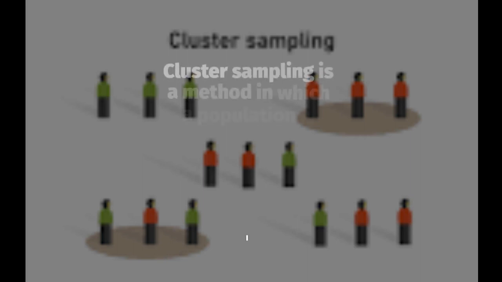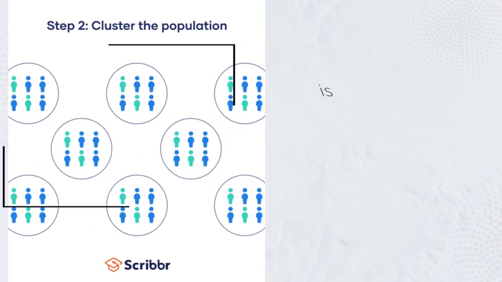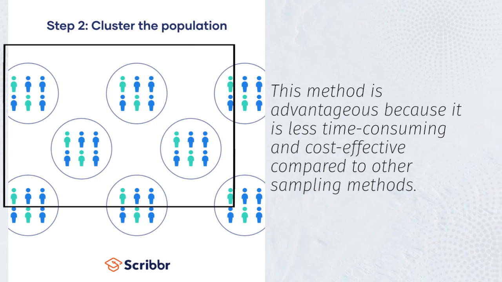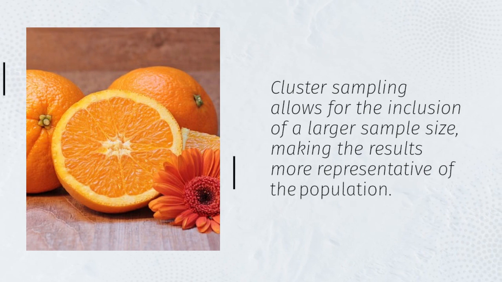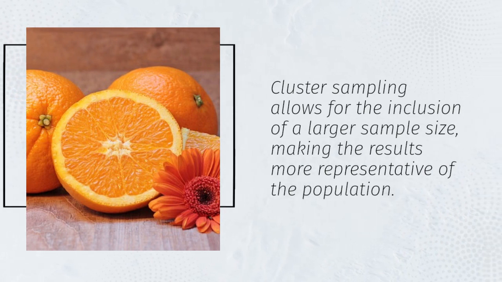Cluster sampling is a method in which a population is divided into clusters, and then a sample is selected from those clusters. This method is advantageous because it is less time-consuming and cost-effective compared to other sampling methods. Cluster sampling allows for the inclusion of a larger sample size, making the results more representative of the population.